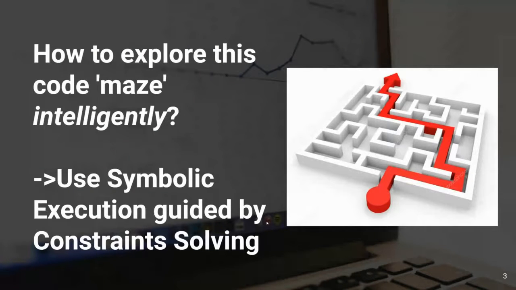So how do we explore this code maze intelligently? What we do in IT Carlo is we use symbolic execution guided by constraint solving. Depending on the path that we want to follow, we execute the code symbolically rather than with actual values, and we collect constraints as we go along, and at the end of a path, we generate a solution using a constraint solver.